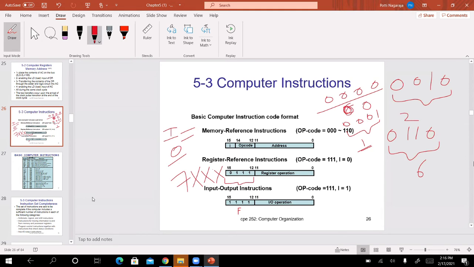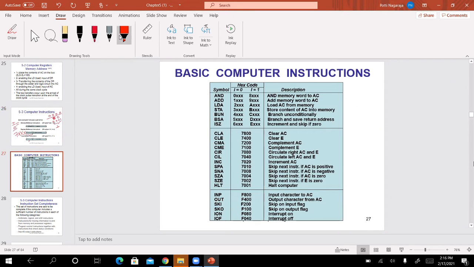Okay, now see the next slide. Is the slide visible to you? The slide is visible? Yes, sir. Very good. And see the first case.